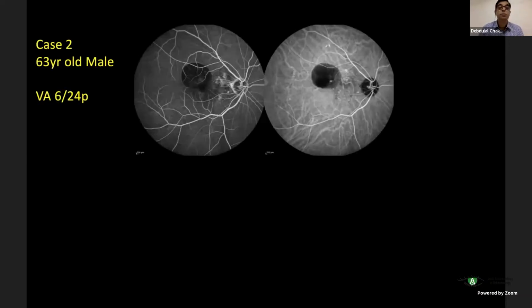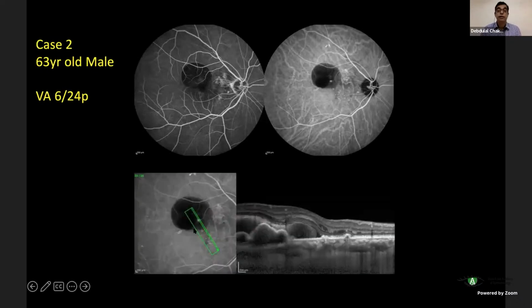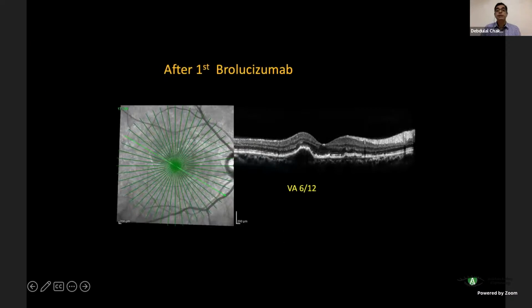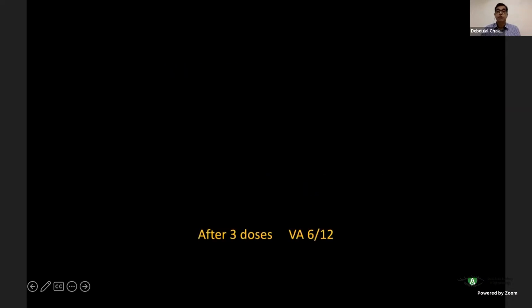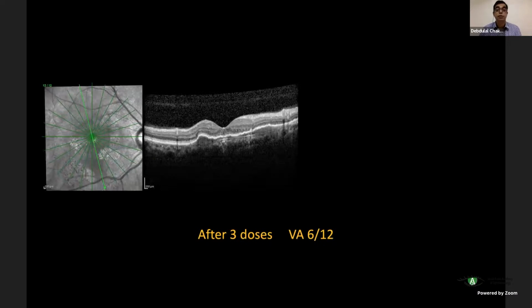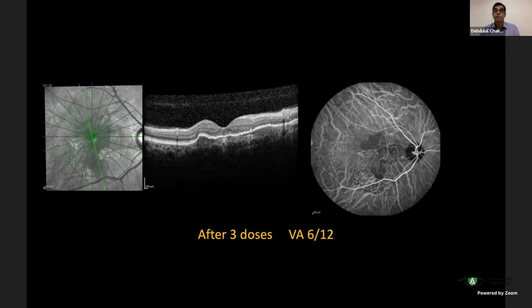Another patient, a 63-year-old male, and here you can see a little bit of submacular hemorrhage also, and of course the polyp here, and this is the SD-OCT through the polyp, and you can see this area of subretinal hemorrhage that's visible, and here's of course the notched PED, and this is after the first brolucizumab. Very good reduction of the fluid, and the PED also seems to be going down. Vision is at 6/12 now, and after 3 doses, this is how the retina looks. Pretty good. The PED is going down, and from here on, definitely we can think of extending the treatment and going PRN.